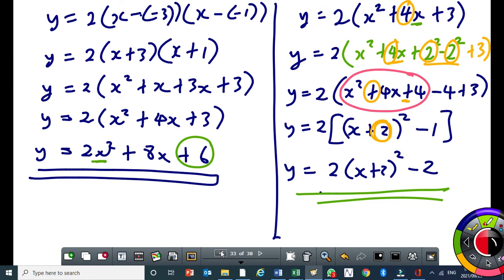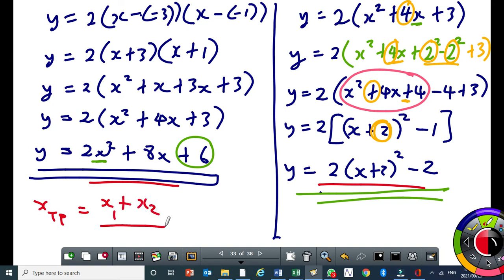Okay, this is your standard form. Sorry, the turning point form. Okay? Can I show you something, just for your interest's sake? I said the x value at the turning point is equal to x1 plus x2 over 2. I want to show you that we can use this formula to prove that x at the turning point here is negative 2. Okay? It's negative 2. The x value at the turning point is negative 2.